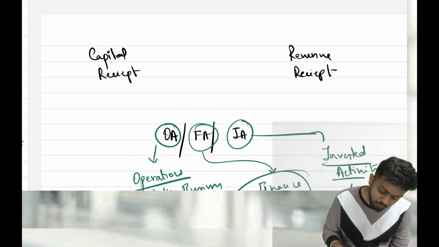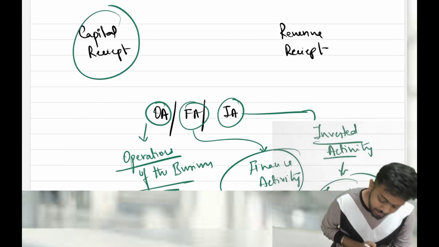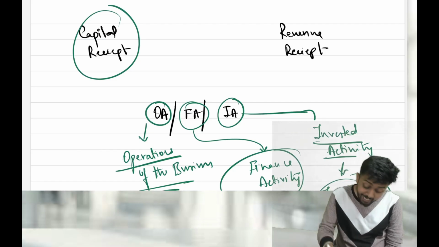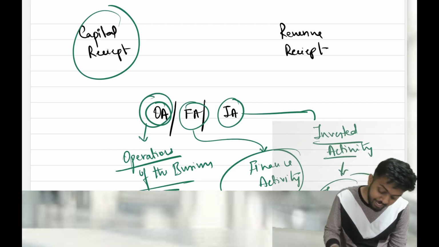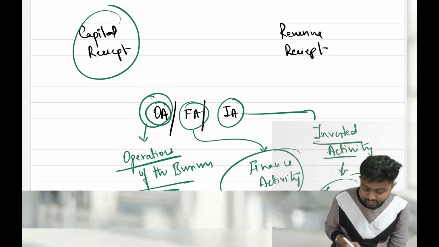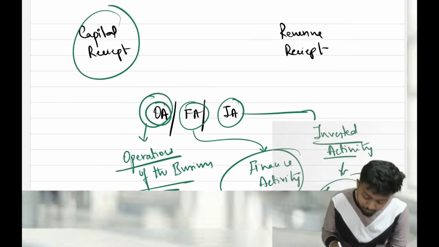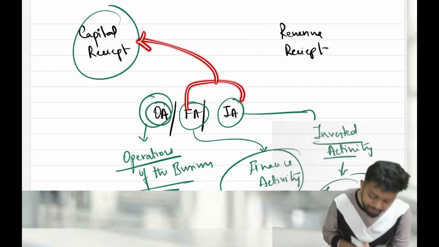Now, they are telling, if you are receiving any money as part of your operating activity, then it is called revenue receipt. If you are receiving money as part of your FA or IA, then it is capital receipt. Simple.